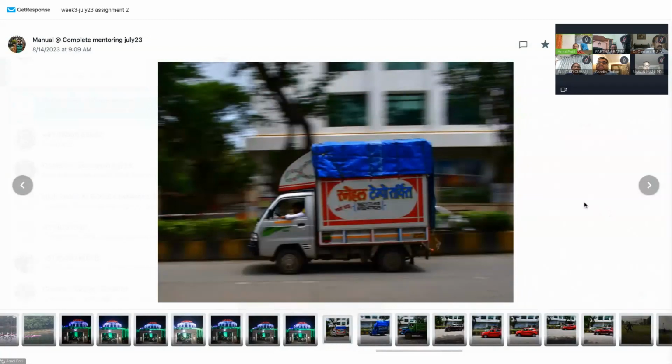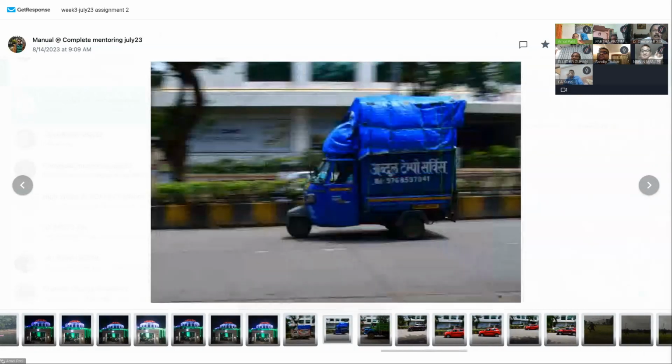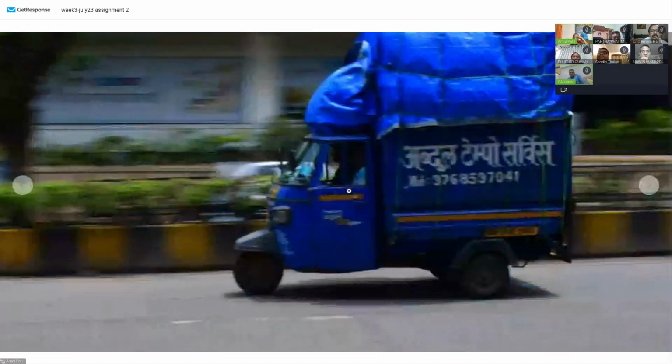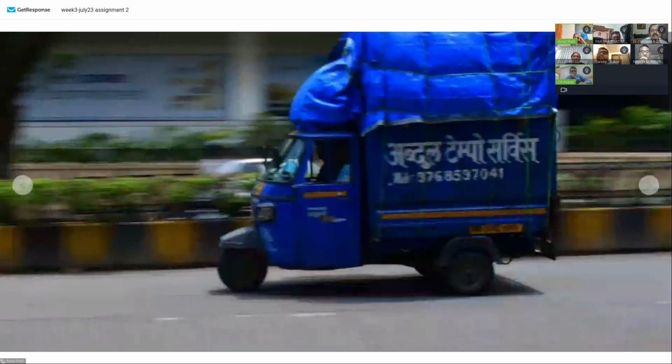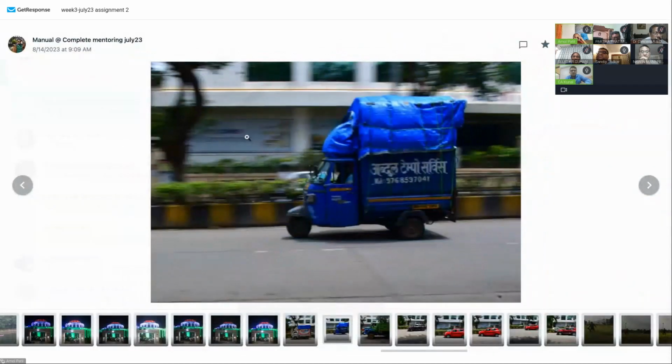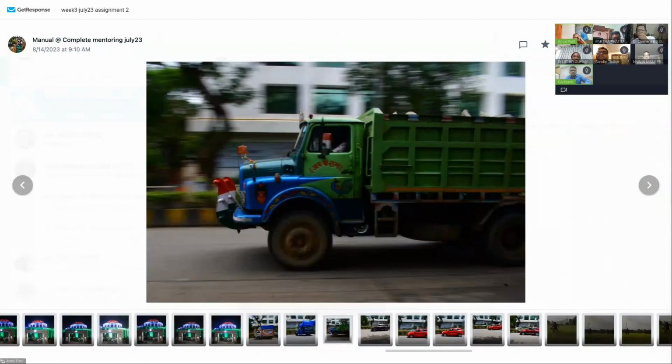Yes, who is this gentleman? Kunal. Whose pictures are these? Mine, sir. Kunal here. Okay, Kunal. Still some scope for having the subject in focus. I don't see a very sharp subject, the moving vehicle, even though there is some motion blur. Let's check out some next images.